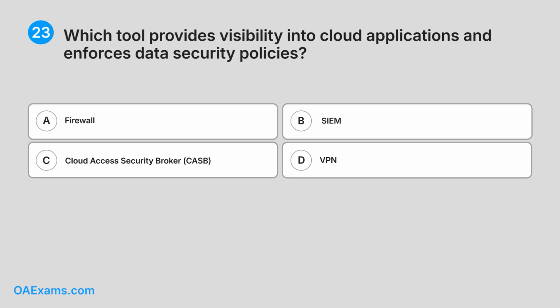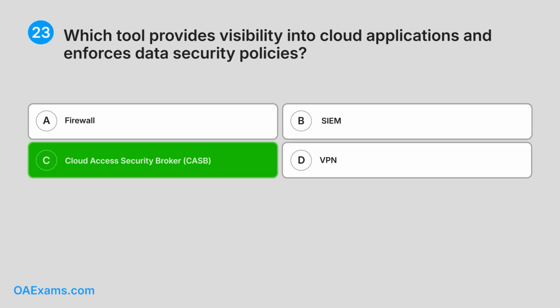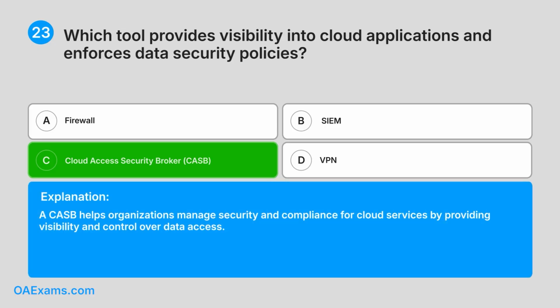Correct answer. C. Cloud access security broker. Explanation. A CASB helps organizations manage security and compliance for cloud services by providing visibility and control over data access.